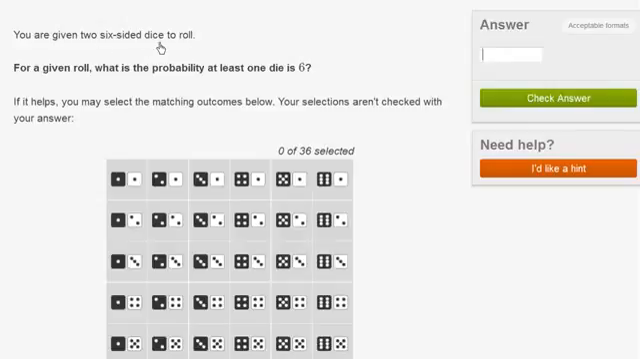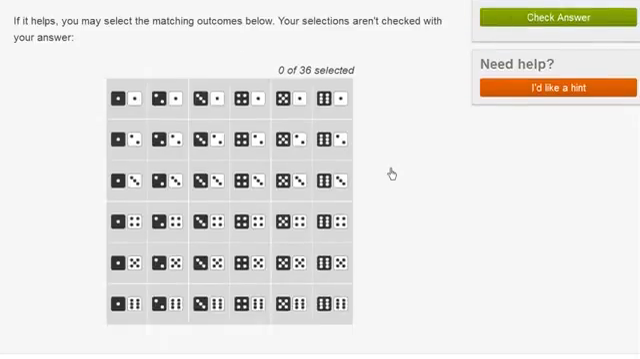You are given 2 6-sided dice to roll. For a given roll, what is the probability at least one die is a 6? At least one die is a 6. So let's see. We just have to look for all of the situations where at least one of the dice is a 6. So that one. Every time I see a 6, I should just click on that. That one, and then obviously all of these scenarios right over here. So these are all of the scenarios where at least one of the dice is a 6. Here, of course, is where both of the dice are a 6.